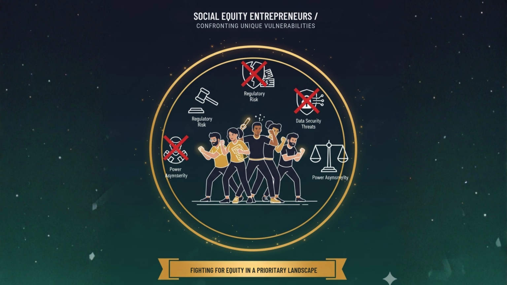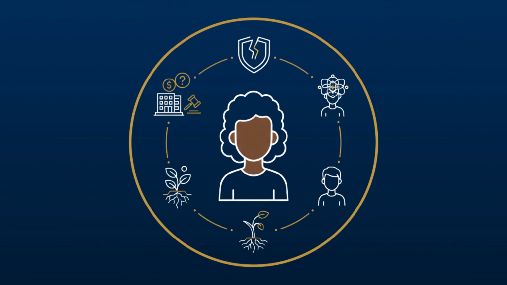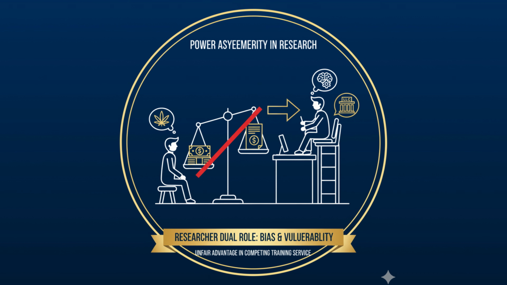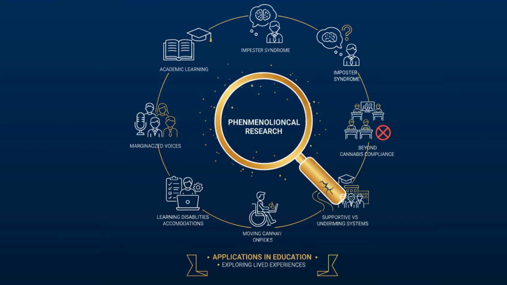These protocols exceed standard requirements because social equity entrepreneurs face unique vulnerabilities. They carry historical trauma from prohibition and criminalization. They face business precarity in a heavily regulated industry where compliance failures can result in license revocation. And they face power asymmetry with a researcher who is also developing a competing training service.